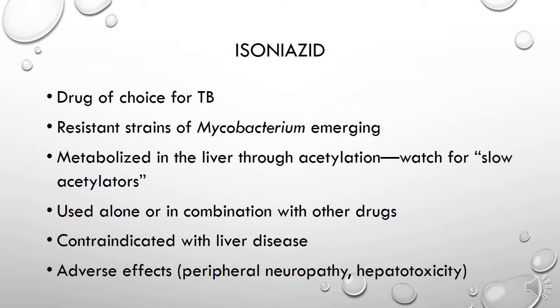They can be used again alone or in combination, especially if they have some sort of resistance showing to our first line drugs. Again, it can be contraindicated with liver disease because of that metabolism. And again, that adverse effect that I spoke about on the previous slide are those peripheral neuropathies, and they are known to happen with isoniazid. So we definitely want to assess our patient who may be struggling with them, because we can give them something for it to help with compliance.